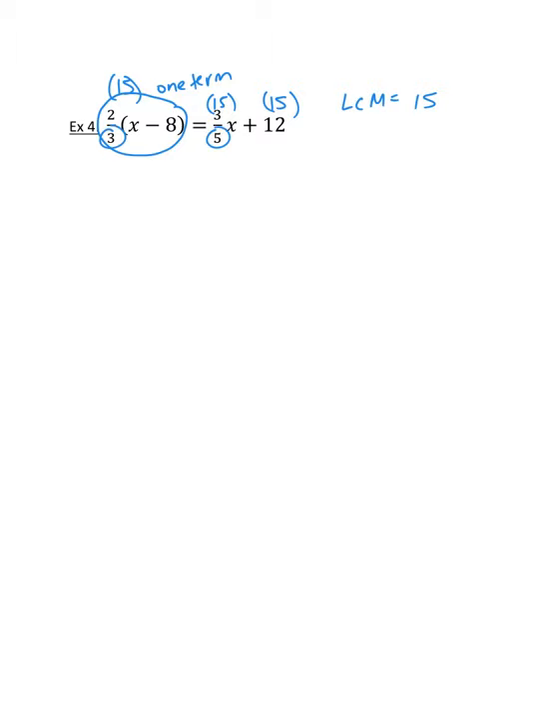We're going to go through, and 15 is going to cross out and divide by 3. 15 divided by 3 is 5. And that 5 is going to multiply just with the 2 on the outside of the parentheses. So we end up with 10, and we bring down x minus 8 stays the same. And then equals, and then I divide. 15 divided by 5 is 3. I multiply 3 times 3x, and that's going to give me 9x. And then 15 times 12 is going to be 180.